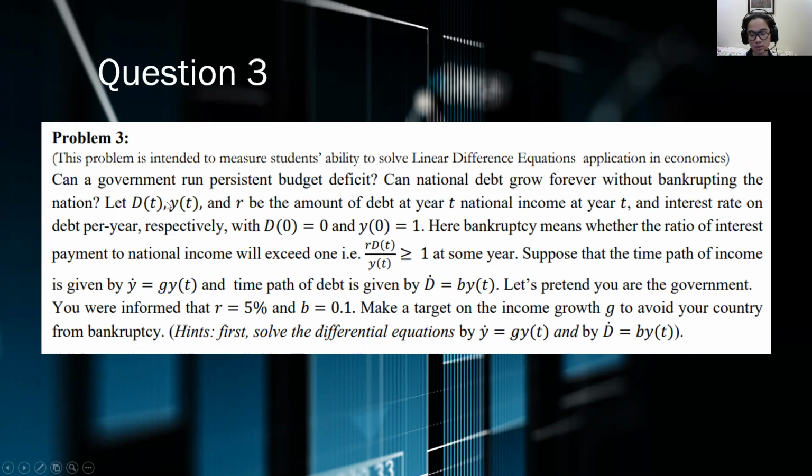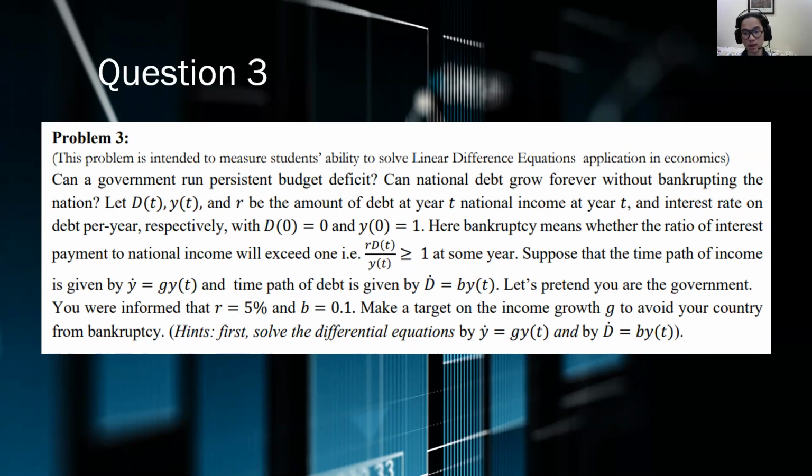Here we have dD/dt = rD + ... and Y. D_t represents the amount of debt at year t, Y_t represents the national income at year t, and r is the interest rate on debt per year. We also have the information that when t is equal to 0, D is 0, and Y is equal to 1. The nation is said to be bankrupt when r D_t over Y_t is bigger than or equal to 1 at some year.